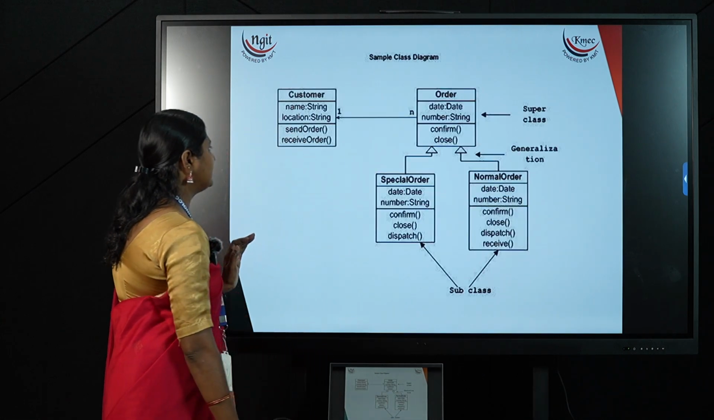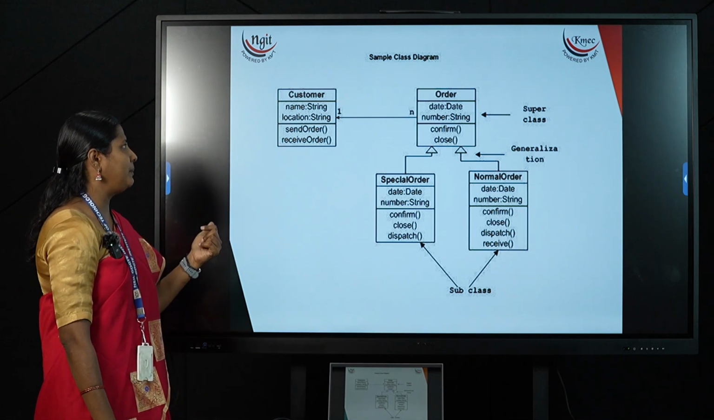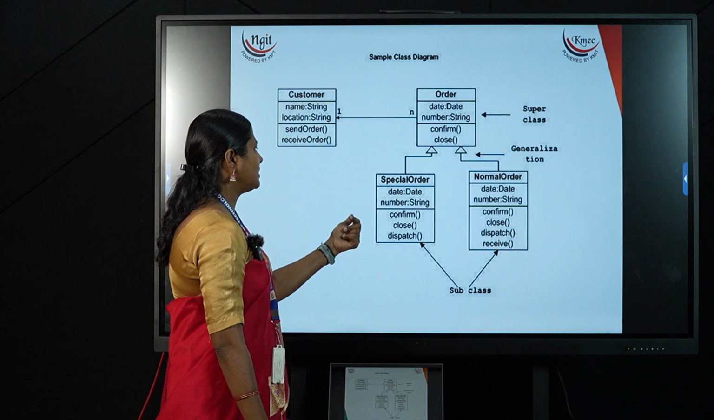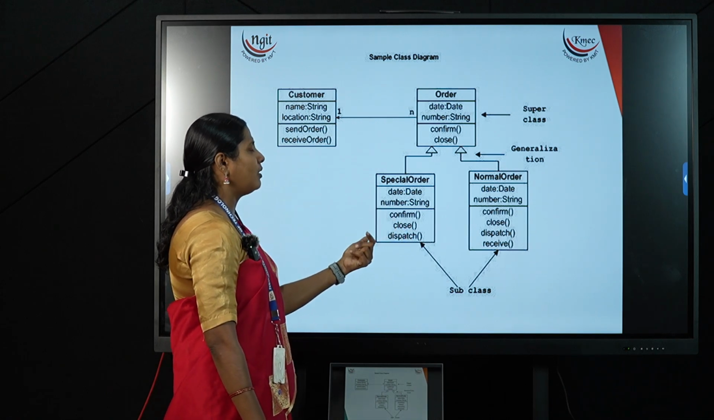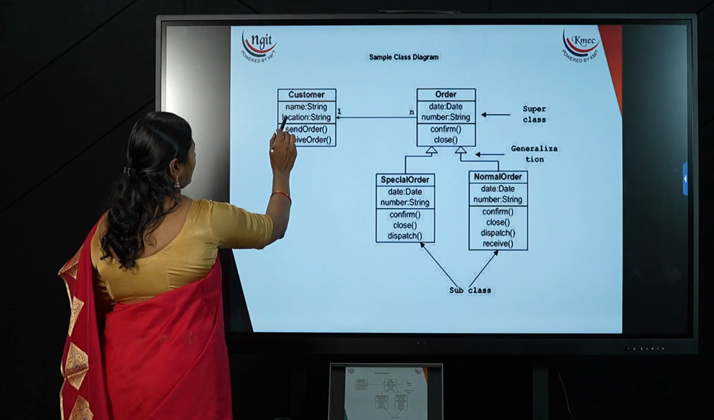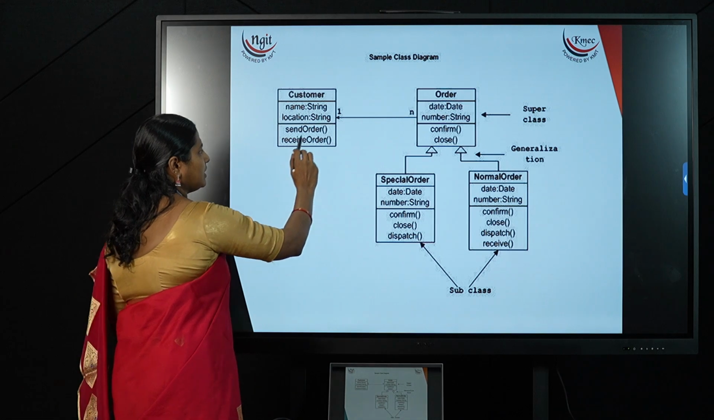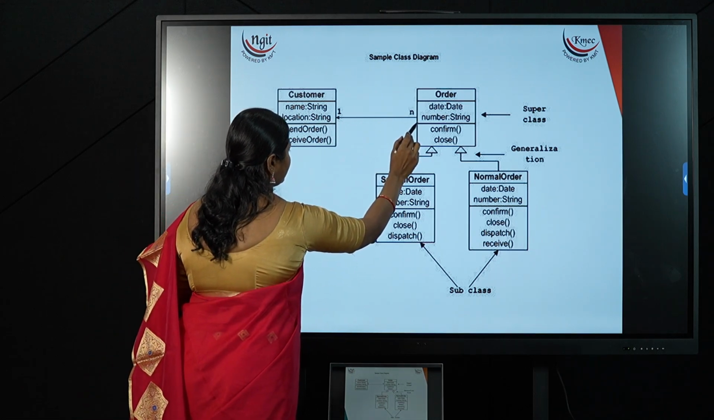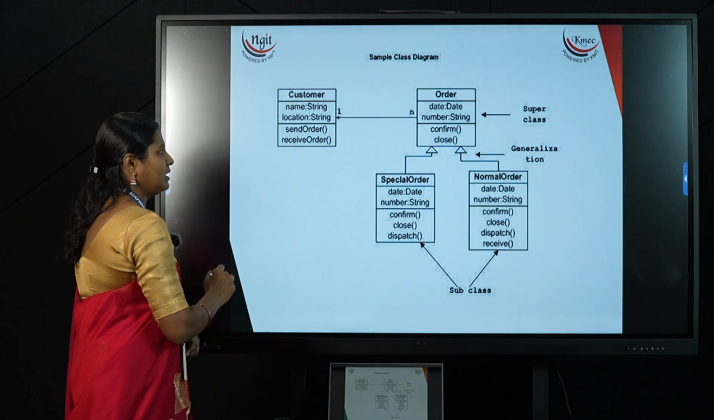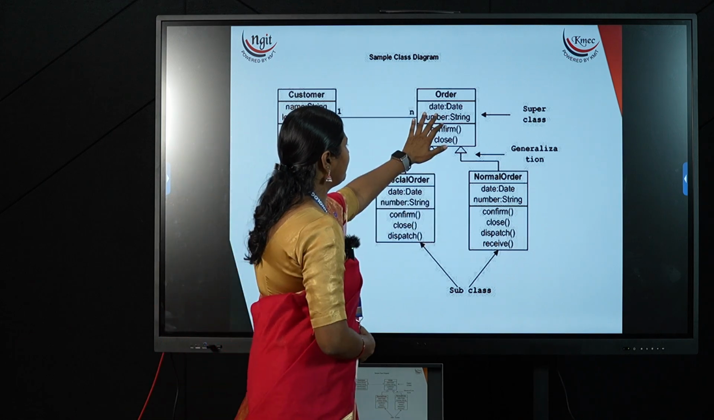This is a simple example of how to draw a class diagram for any specific example or application. This is given for a customer order, whether it is a special order or a normal order. As I described, this is the name of the class, these are the attributes, and these are the methods. Among these classes, we define the relationships: one to one, one to many, generalization, specialization, superclass or subclass. Here there are 4 different types of classes.